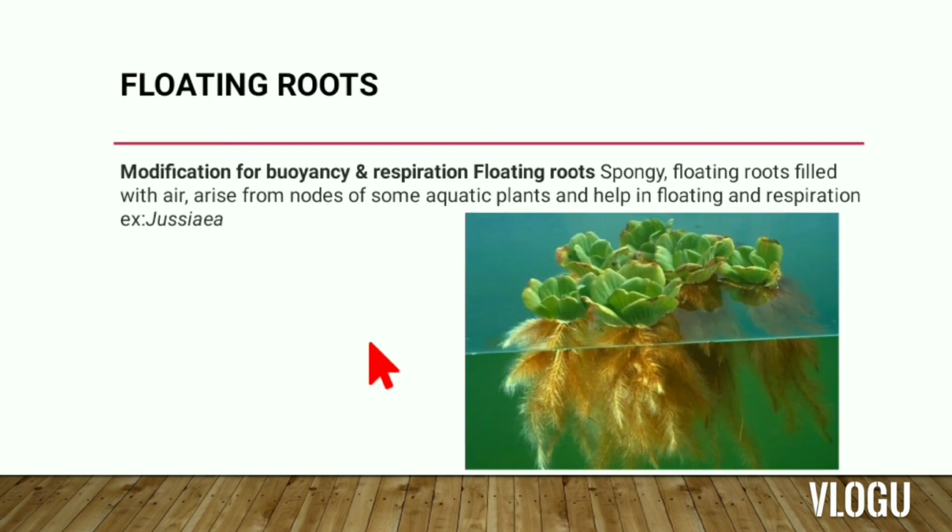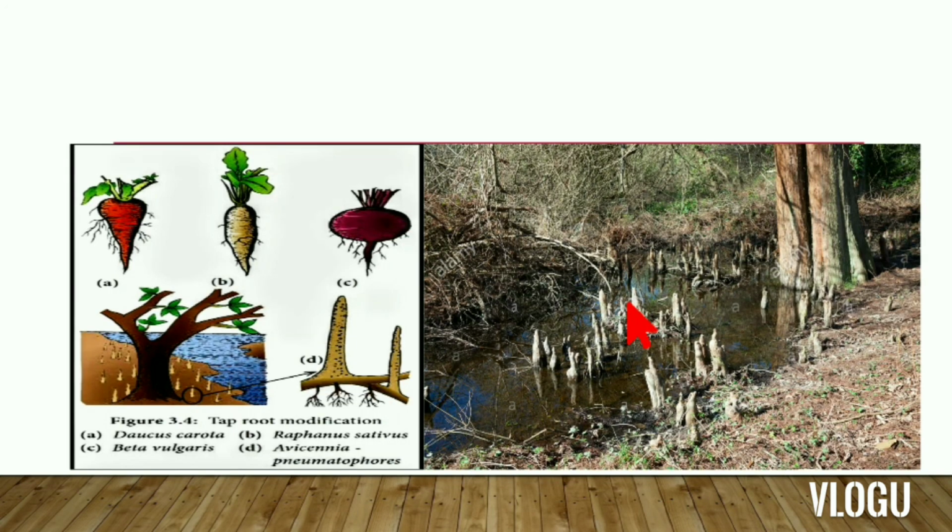The next is floating roots. These are the roots which are helpful in maintaining the light weight of the plant body. And these are the roots which are commonly found in aquatic plants, for example, Jussiaea. The characteristic feature is that in these roots there will be spongy tissues, and these spongy tissues present within the root of this aquatic plant help the plant to stay and float over the water surface, so that these plants avoid sinking into the water body. These are very commonly seen in Jussiaea and other aquatic plants.